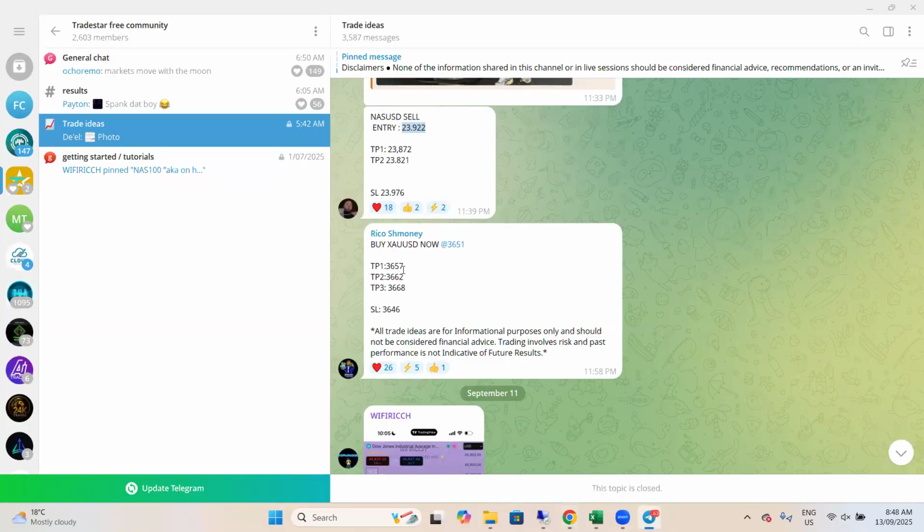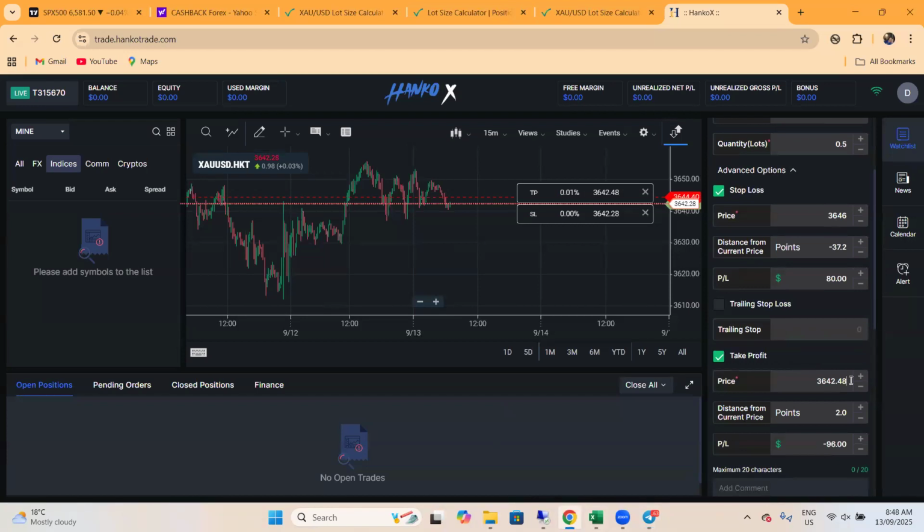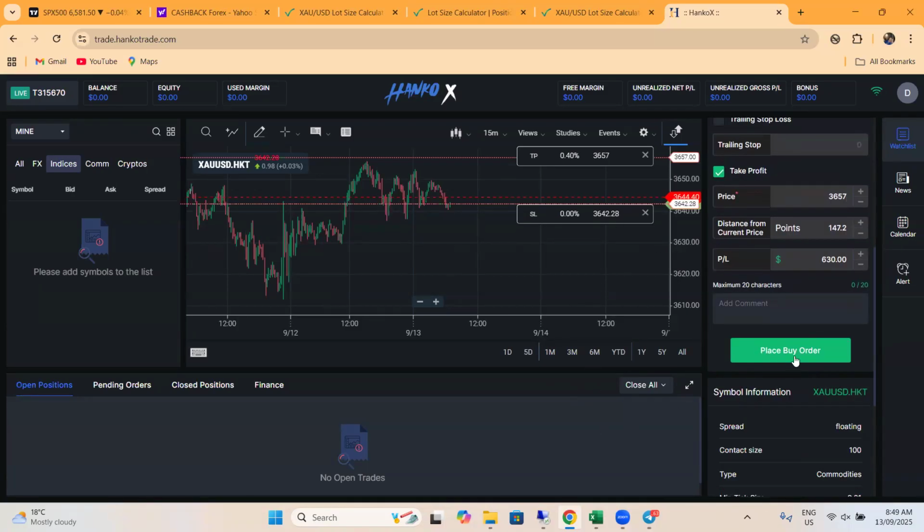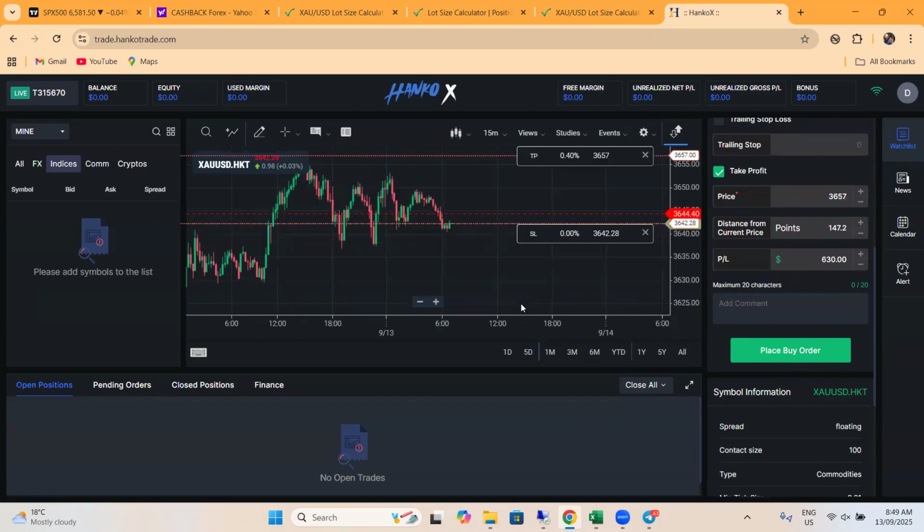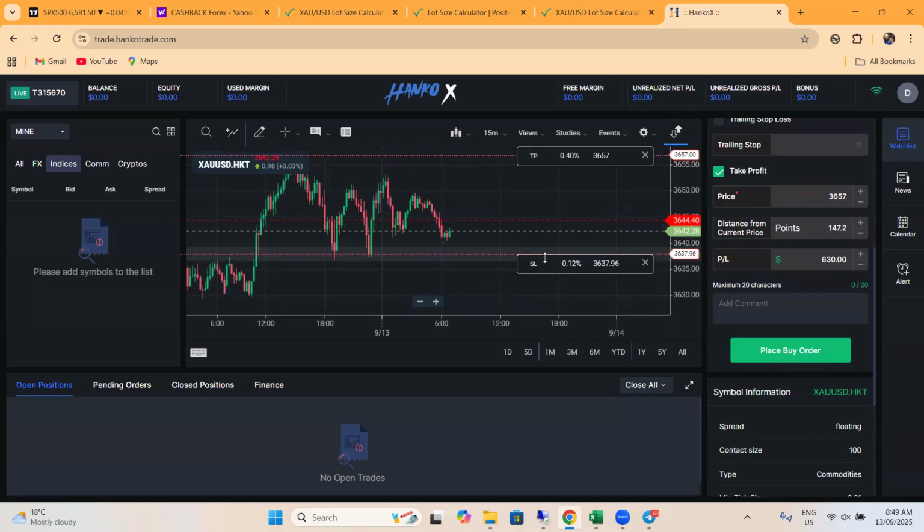So 3657. Okay. So here, 57. Okay. And then you'd come down and you go place buy order. Right. And then it will place it for you. But you see here, it brings it up. Right. Look at that. See, there's the stop loss.